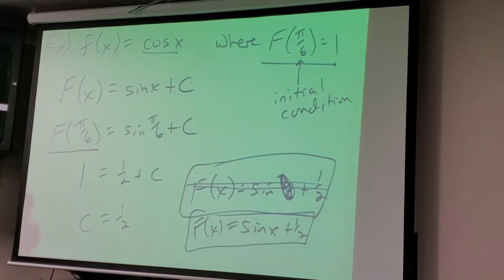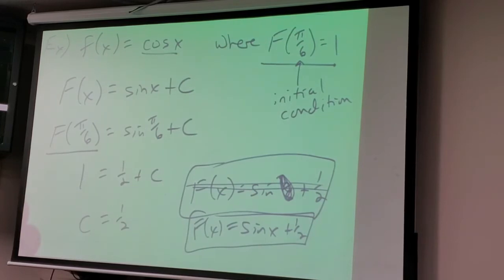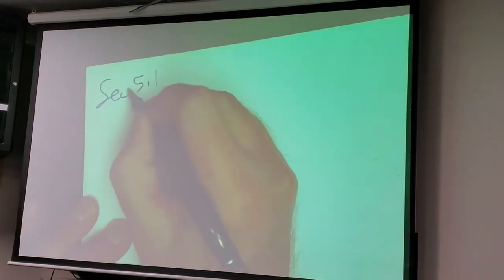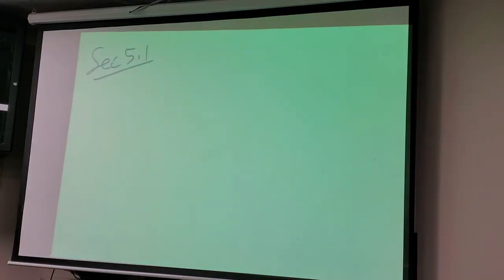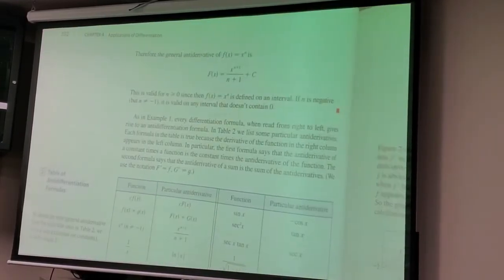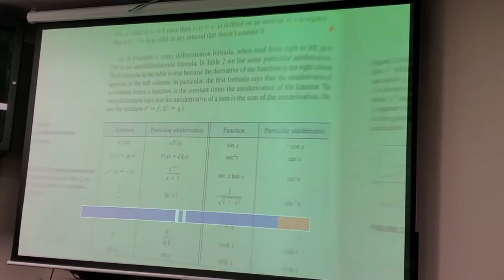Okay, so trying to remember if there's anything else. I don't think there was anything else. No, okay. So I just want to talk a little bit about section 5.1. So again, section 4.9, it's going to be a lot easier the better you are with your derivative rules. And, oh, let me show this to you. I have a really cool little thing here. This is page 352.